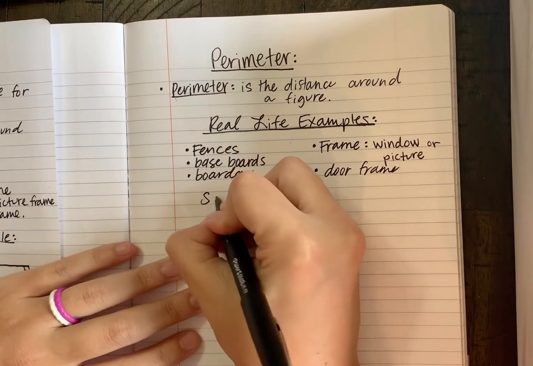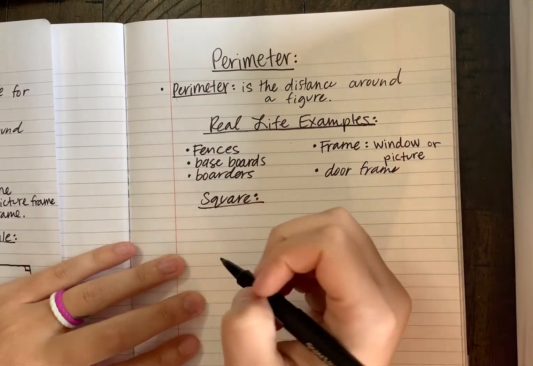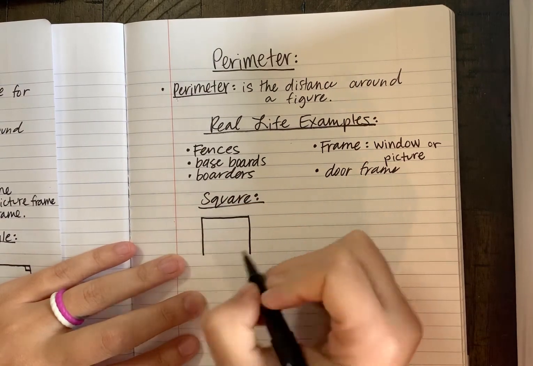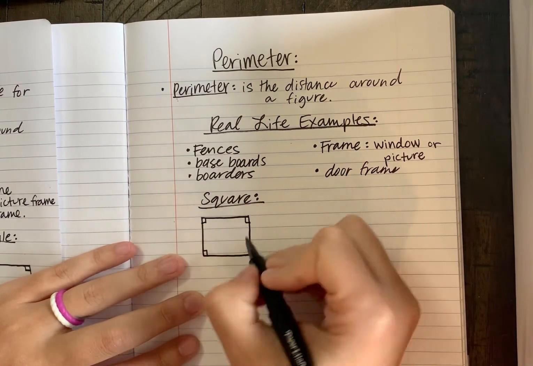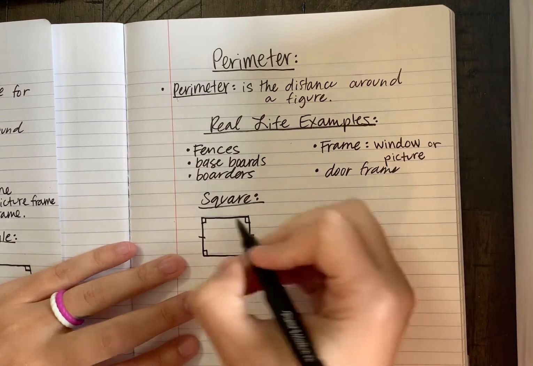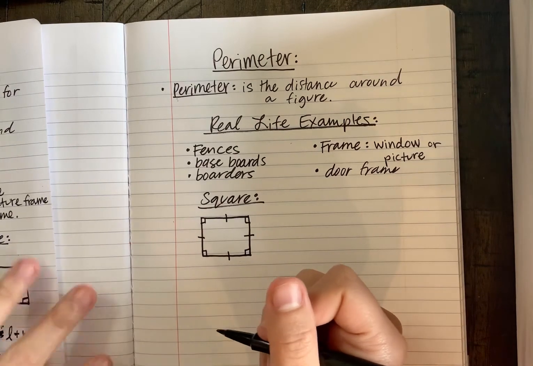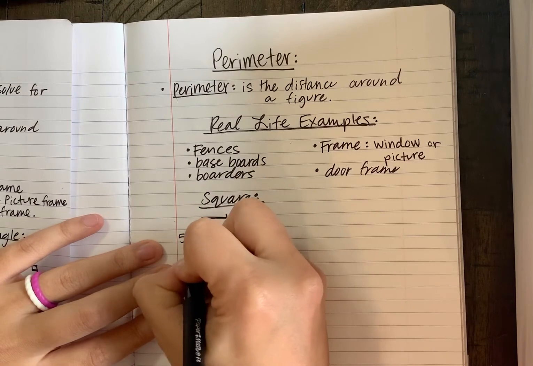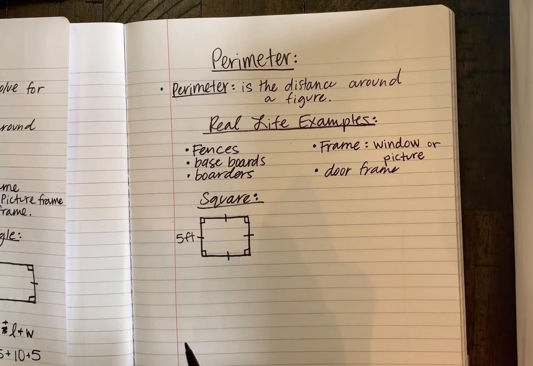So let's go ahead and start with the square. Mine is not going to be perfect, but I will do my best. I'm going to draw a square. Remember, a square has all 4 right angles and all 4 sides are congruent. I'm going to put my tick marks to show that all 4 of those sides are congruent. Just to help us with the example, I'm going to say that one of the sides is 5 feet. Therefore, if all sides are congruent, every single side of this square is 5 feet: 5 feet, 5 feet, 5 feet, 5 feet.